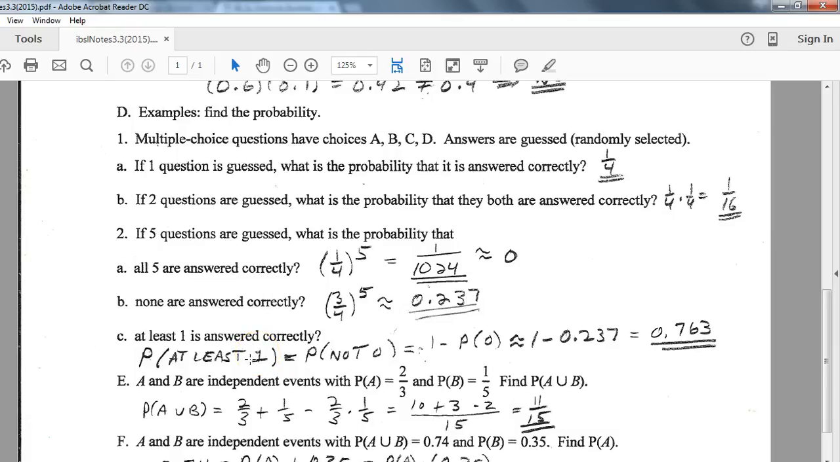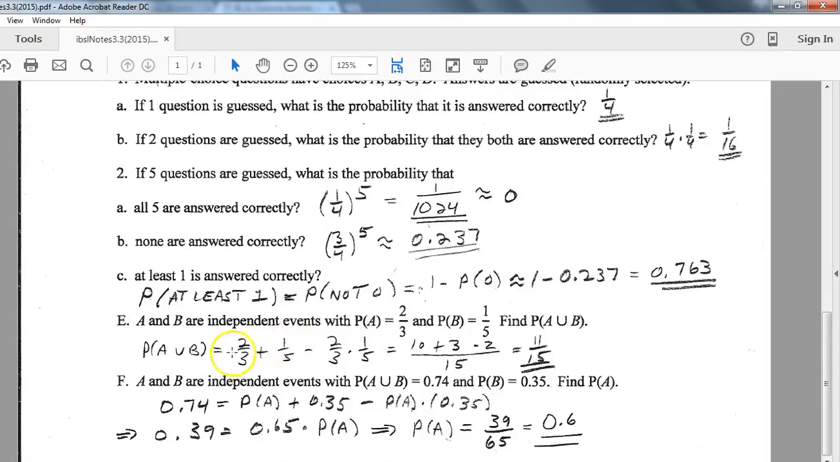Use the complement event. If we said at least 1 correct, well, the complement of that would be none correct. And so if I just said, well, let's just do the complement and say, what's the probability of getting none correct? Well, here you go. That was a one-step deal. Here's the probability of getting none of them correct. So if I just do 1 minus the complement, I can get my answer that way a lot quicker.